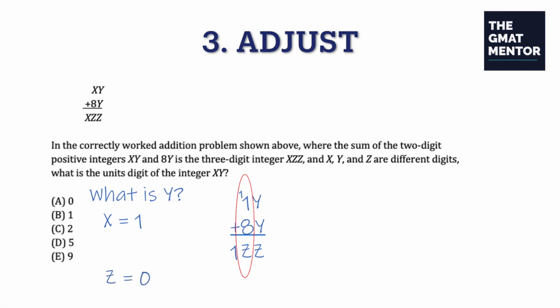Now you know that 1y plus 8y equals exactly 100. Y plus y results in 0 in the units column. That can only happen if y is 0 or 5. But if y were 0, you wouldn't carry a 1 to the tens column. So y must be 5.